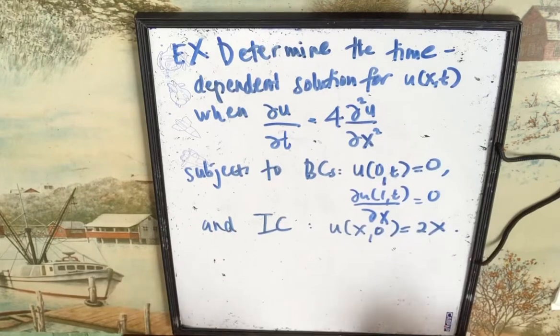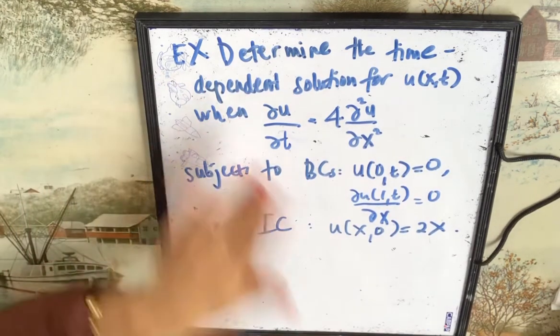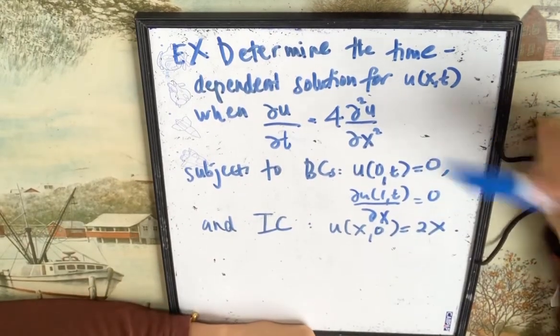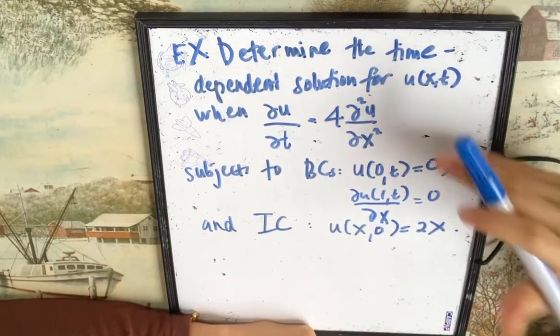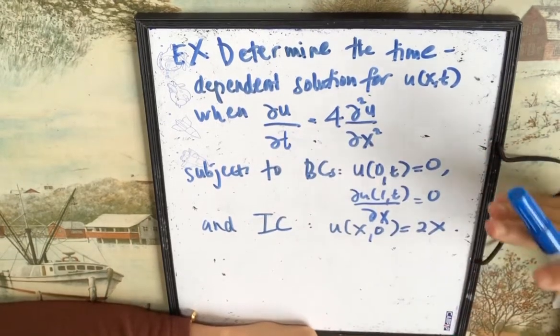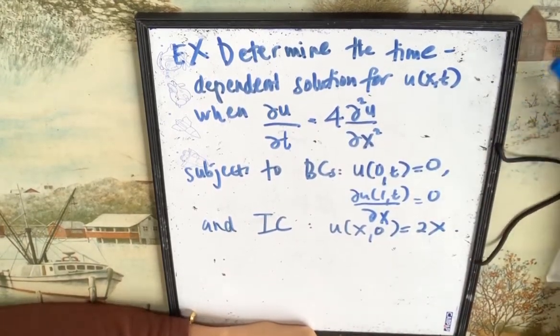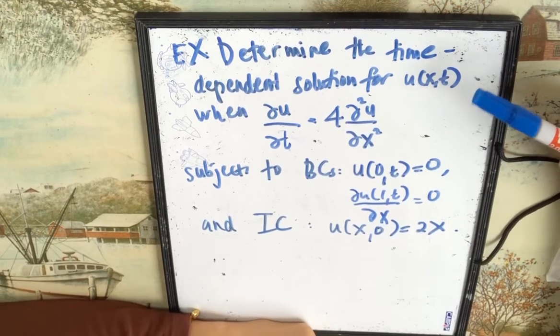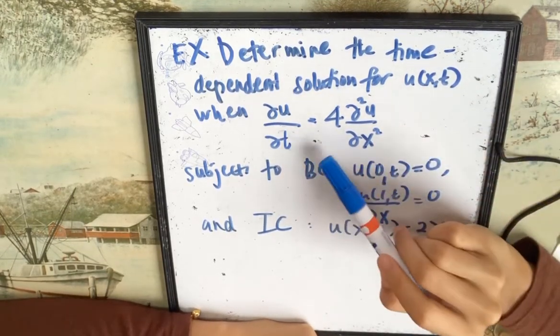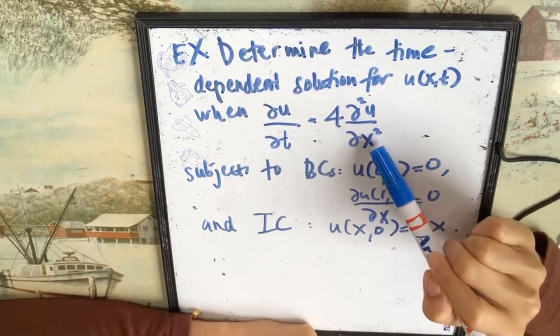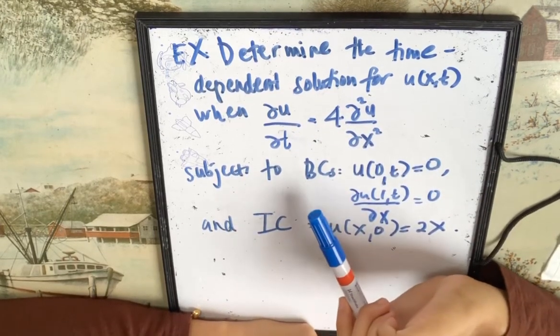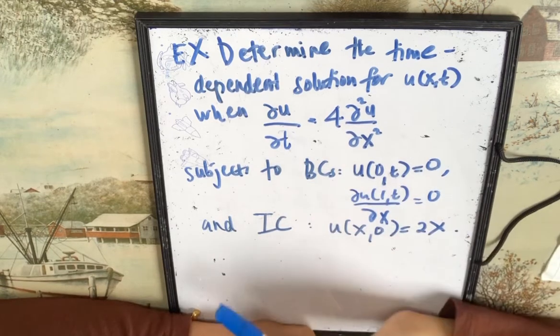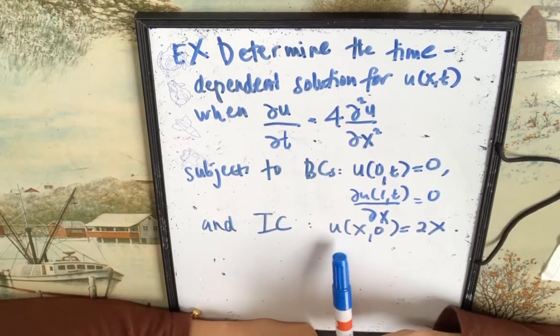Through this example, you can see how we want to answer a PDE question. This is a real example, not just "find blah blah blah." This is the sort of question that will be asked in the final. Determine the time dependent solution for u(x,t) when du/dt equals 4 d square u/dx square, subject to the BC and IC. BC stands for boundary condition and IC stands for initial condition.